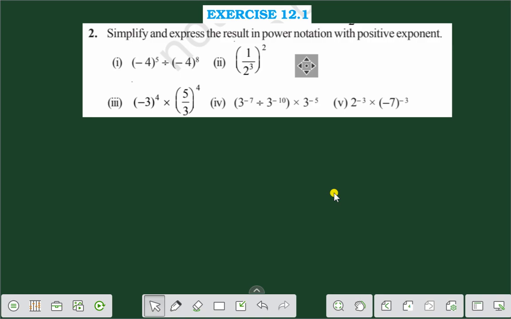Hello everyone. Today I'll discuss exercise 12.1 question number 2. Simplify and express the result in power notation with positive exponent. Let us find. We'll solve first question number 1.